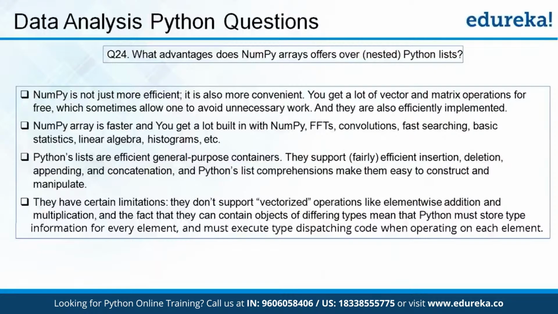So what about lists? Lists are general purpose containers, effective in regular insertion, deletion, appending, concatenation, etc. And it is dynamic in nature. But it does not support vectorized operations like element-wise addition, multiplication, division. All these operations are not supported, which is what the advantage of NumPy actually is. Does that answer your question, Roma?